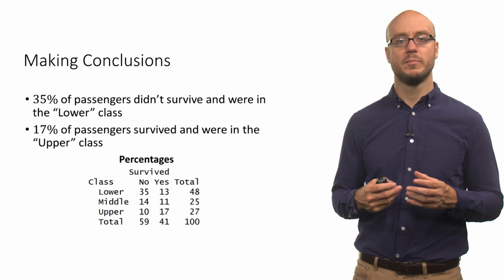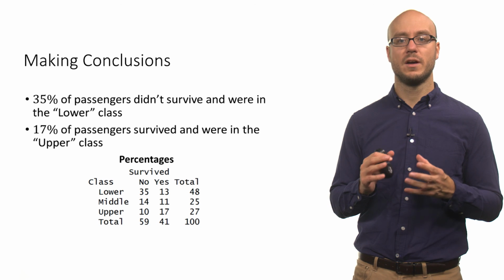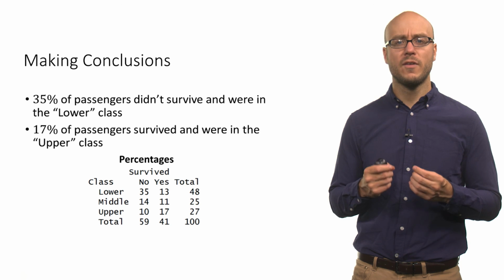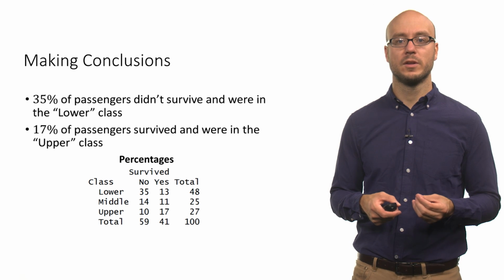Another conclusion we can make is about the joint combinations of the levels of the two categorical variables. So we can say, for example, that 35% of passengers didn't survive and were a member of the lower class. To give another example, 17% of passengers overall were a member of the upper class and did survive.